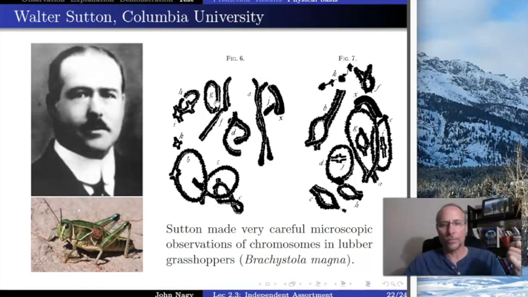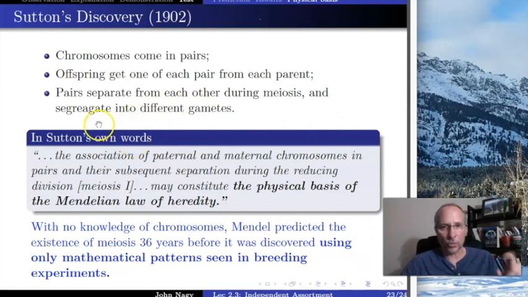All right, so he then says, in his own words, this: the association of paternal and maternal chromosomes in pairs and their subsequent separation during the reduction division may constitute the physical basis of the Mendelian law of heredity. All right, let me translate that.